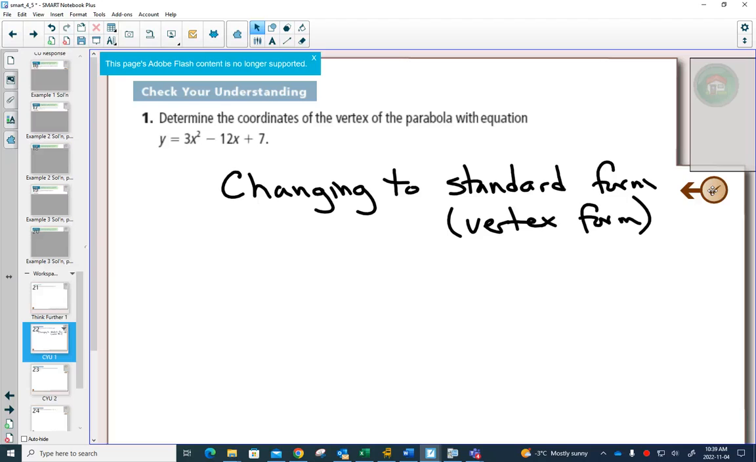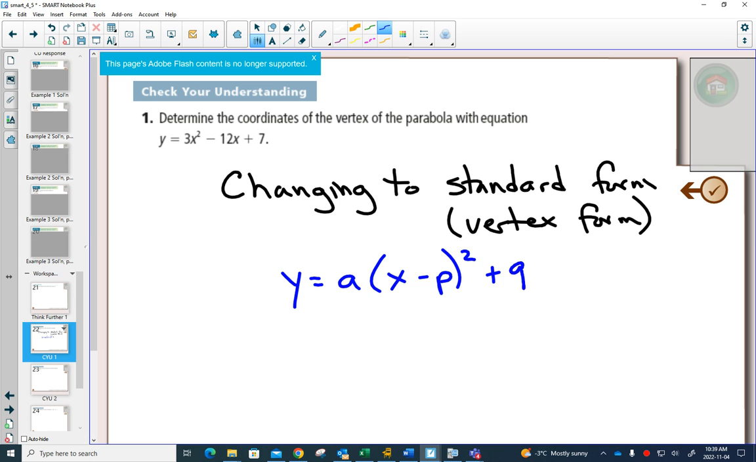And you're going to notice some similarities to something you did in the past. But I'm not going to tell you what that thing is. I want to see if you can see what those similarities are. So what happens here is if we want to take y equals 3x squared minus 12x plus 7, and we want to write it in the standard form, which looks like this.